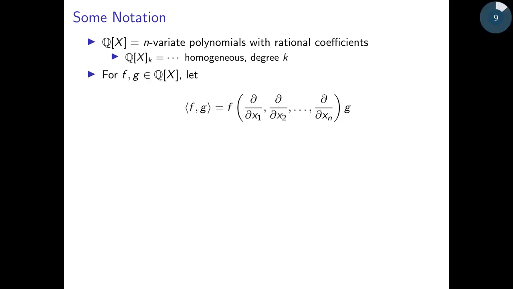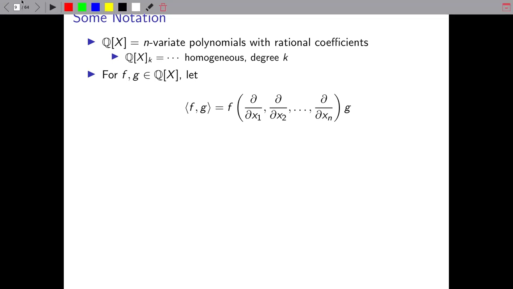For two polynomials f and g, we'll define angle f comma g to be the result of replacing the variables xi in f with the partial differential operator partial xi, and then applying that resulting operator to g.